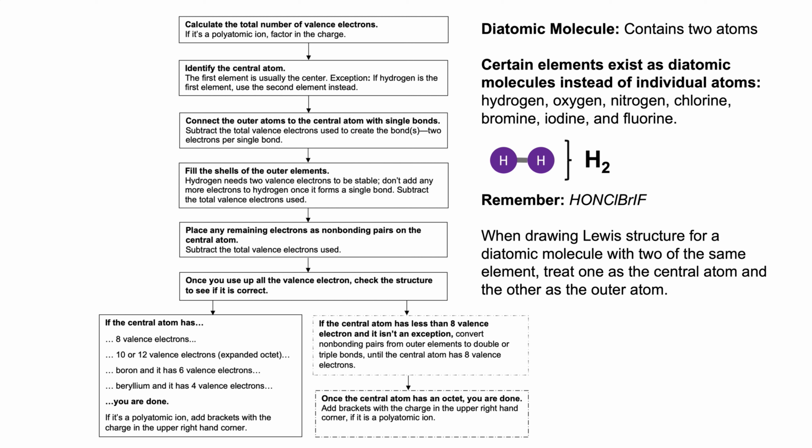The key thing is when you're drawing a Lewis structure for a diatomic molecule of an element, you need to treat one of those elements as the central one and one as the outer one. Sometimes it's helpful to color code which one is the central one or make a little note underneath that this is the center. Then you just go through and follow all of your normal steps to draw a Lewis structure, once you clearly know which one you're going to treat as the central one and which one as the outer one.